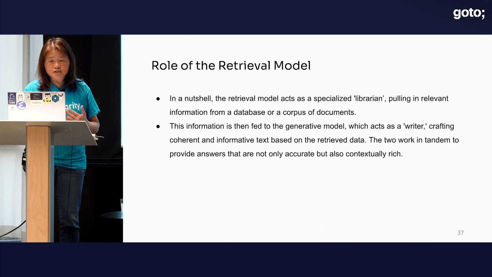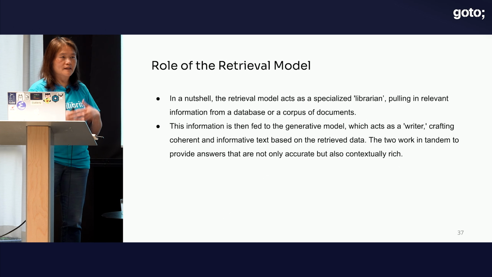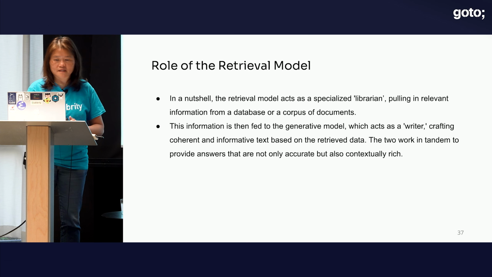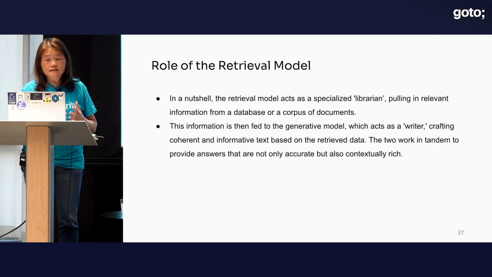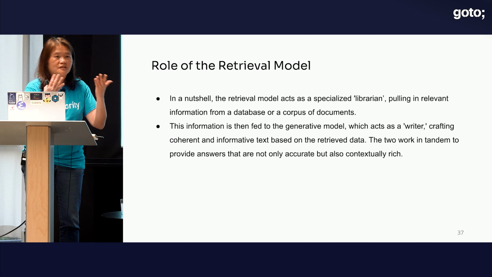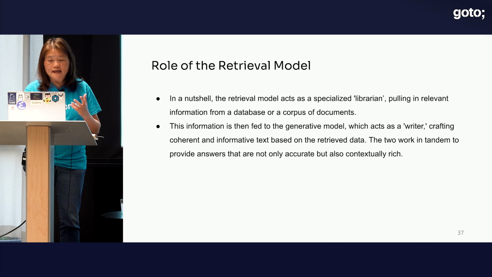I just want to explain that the role of the retrieval model, in a nutshell, is kind of like acting like a librarian. You are pulling in relevant information from, let's say, a database or some sources or a corpus of documents. That's the retrieval side. And then from what you have gathered, of course, you do some parsing or filtering, whatever you need, right? Chunking, all of these things. And when it comes in, then you need to feed it over to the generative model.